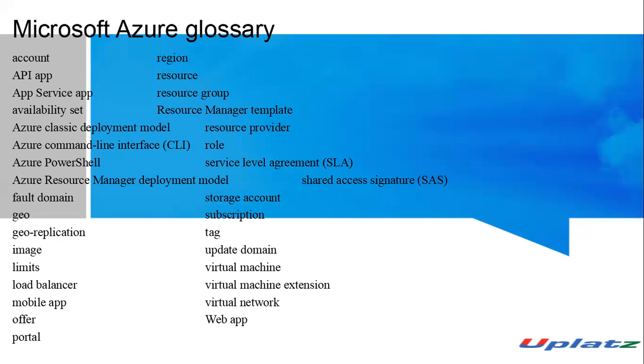Then we have resource groups, a container in Resource Manager that holds related resources for an application. The resource group can include all of the resources for an application or only those resources that are logically grouped together. You can decide how you want to allocate resources to resource groups based on what makes the most sense for your organization.